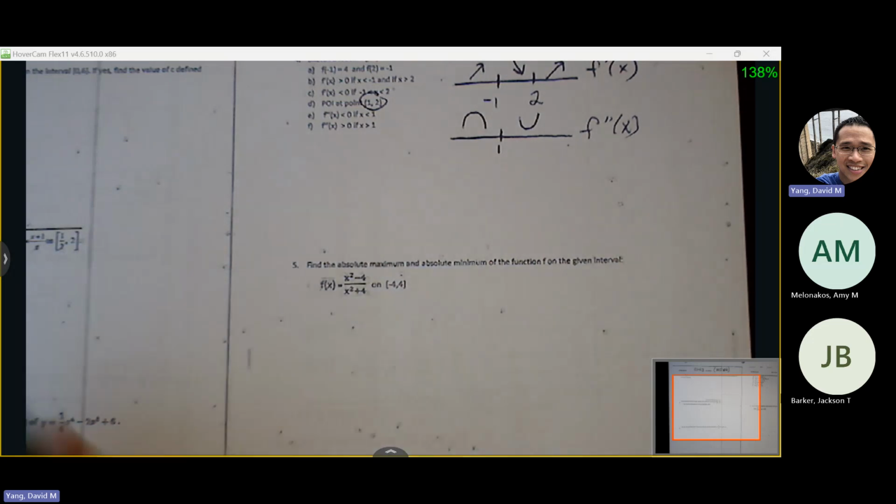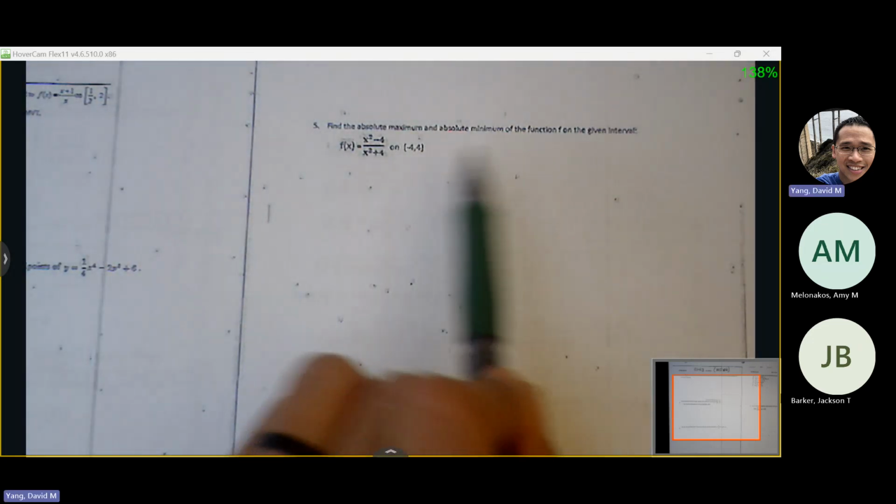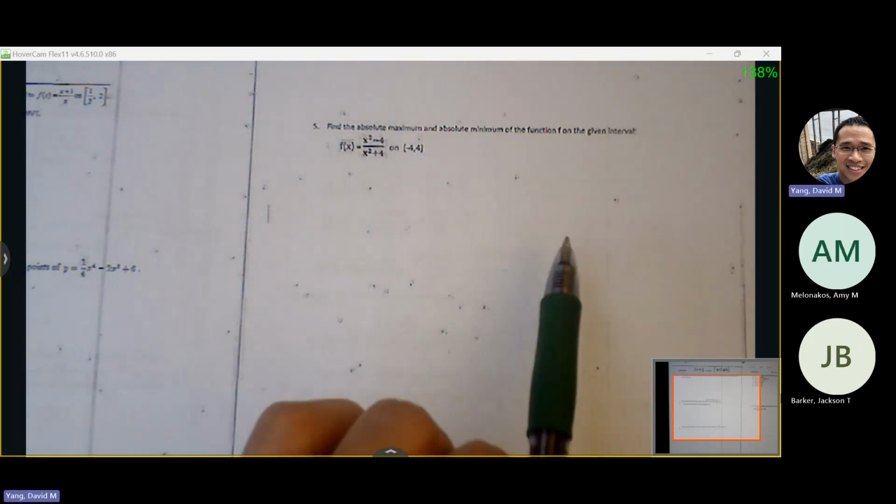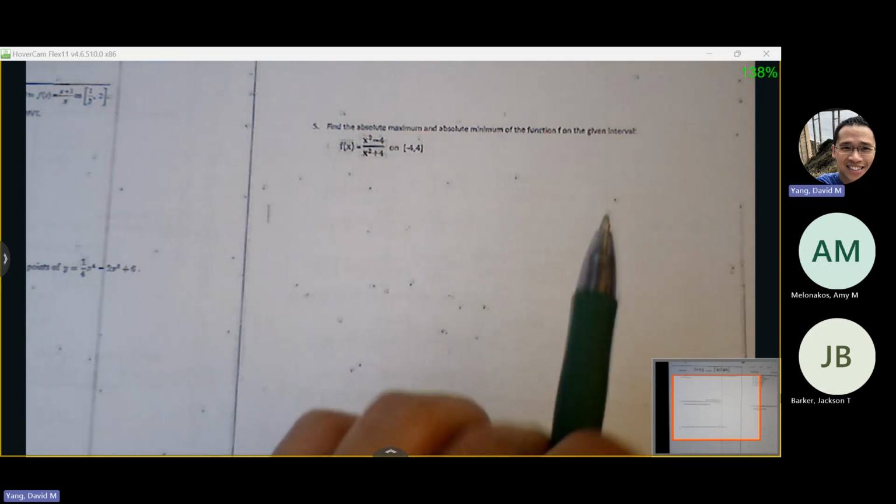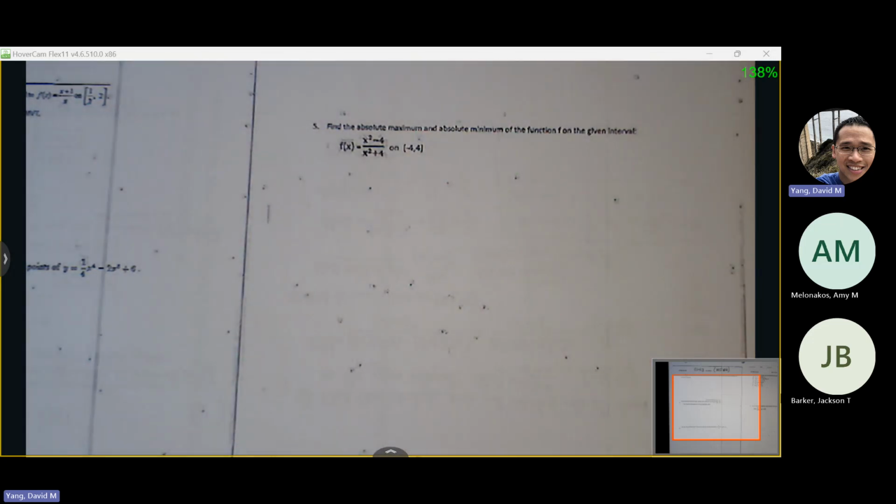Okay, number 5, find the absolute extrema, max and min. So this is the extreme value theorem. Extreme value theorem only has one condition. What's that one condition? The function needs to be what? Continuous, yeah, just continuity. No differentiability with extreme value theorem. You only need differentiable and continuous for Rolle's or the mean value theorem.